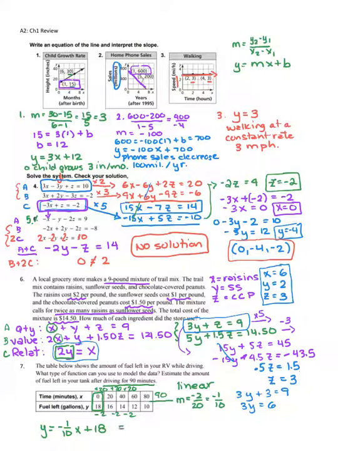And now all we have to do is plug in what is y when x is 90. So we plug in 90 here plus 18. So that's going to give me -9 plus 18 is 9 gallons. So in 90 minutes, you're only going to have 9 gallons in your tank.